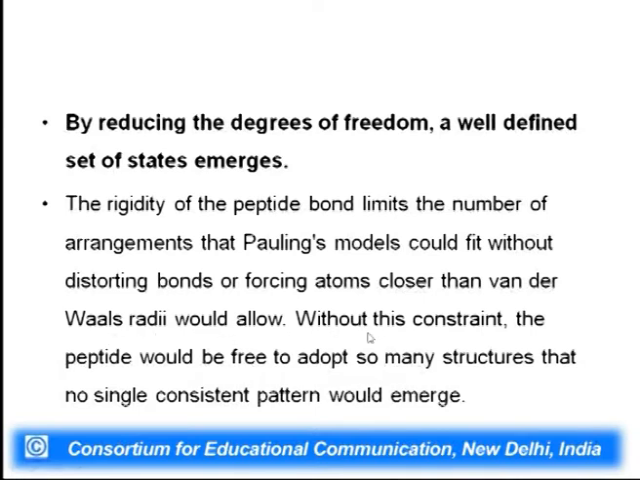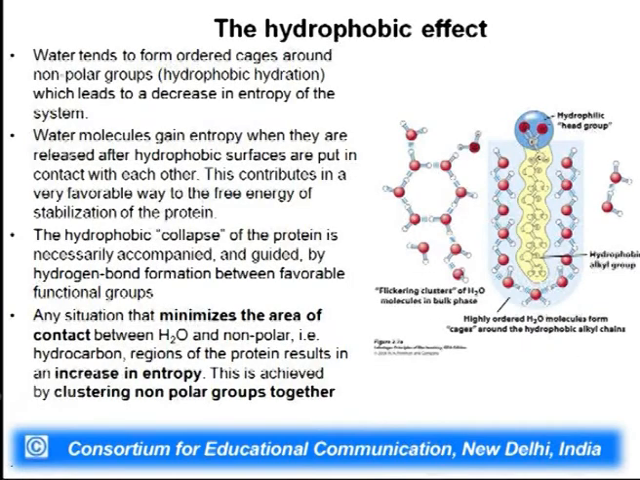So, without this constraint, if we had to think about how a protein folds, then the peptide is going to be free to adopt as many structures and conformations as it can have, and eventually we may not ever reach an end to having just one type of conformation. So, our aim is to go from all these n number of degrees of freedom towards one global stable state.